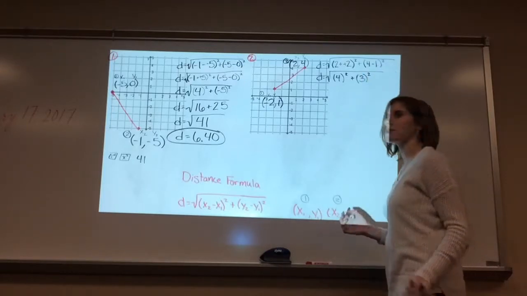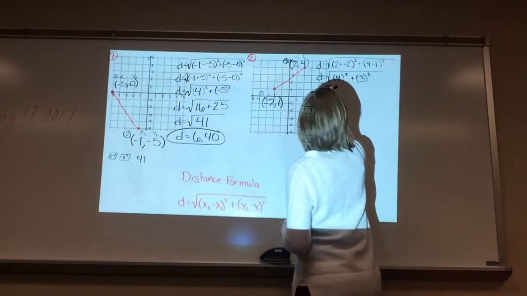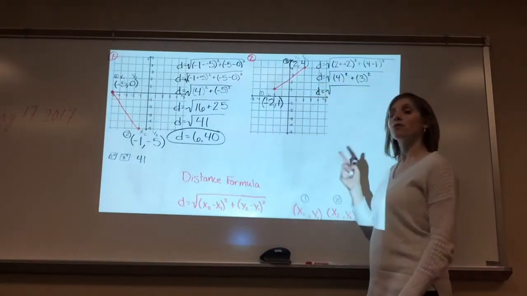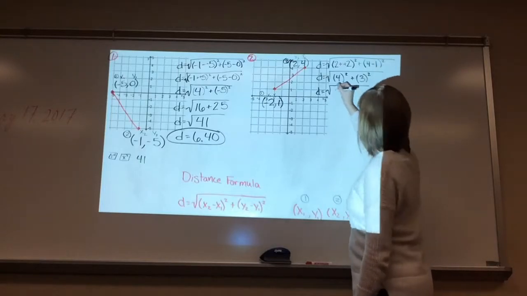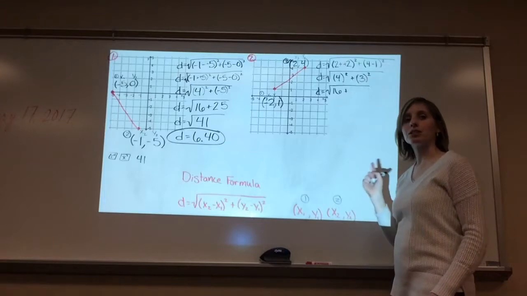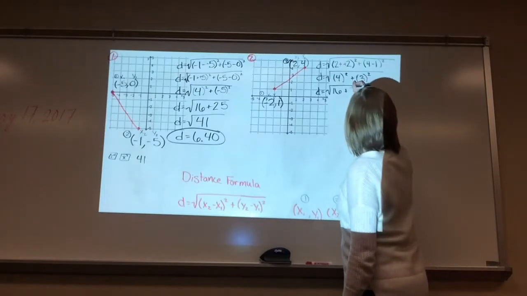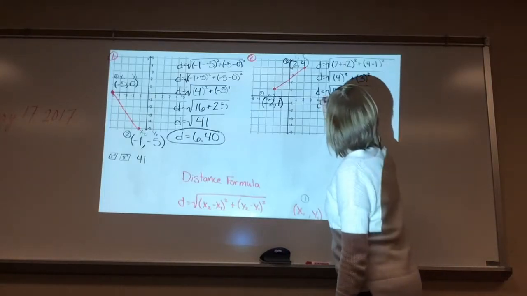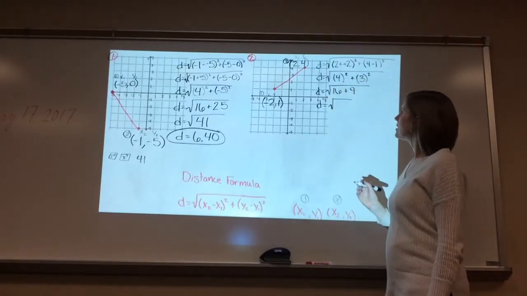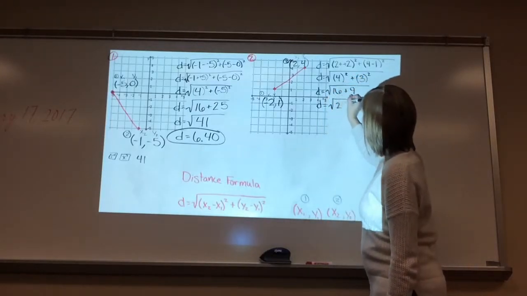So now we can do our exponents. We have d equals the square root of 4 to the second power is just 4 times 4, so that's 16. And then we add to that 3 to the second power, which is 3 times 3, so that's 9. So we have d equals the square root of 16 plus 9 is 25.